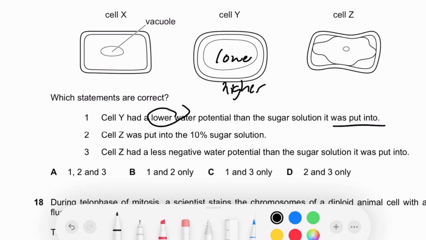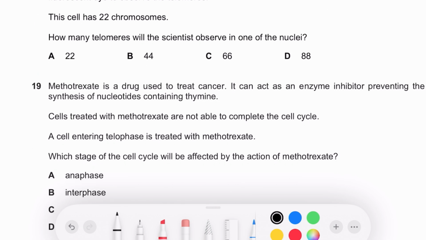Cell Z was put into a 10% sugar solution. Yes, it was placed into the most concentrated solution, so that here we have a lower water potential, here we have a higher water potential, and water leaves the cell, and that's why the cell is plasmolysed. So this is correct, and this is correct. Cell Z has a less negative water potential than the sugar solution it was put into. Actually, it has a less negative water potential. So having a less negative water potential means that you have a higher water potential. So yes, it is true, and that's why it's 1, 2, and 3.